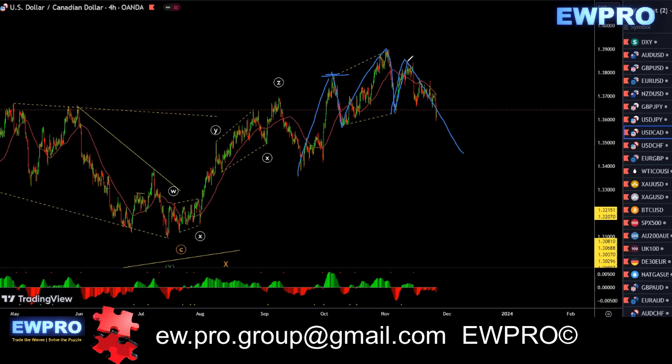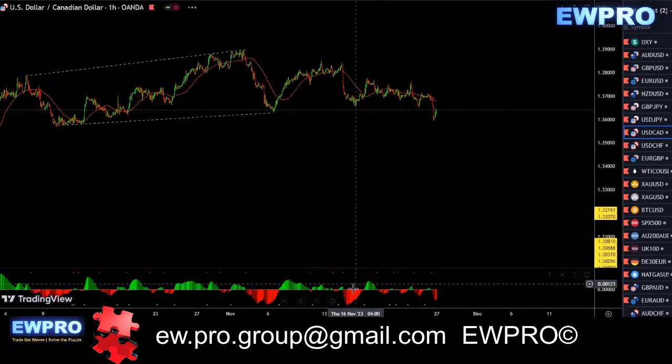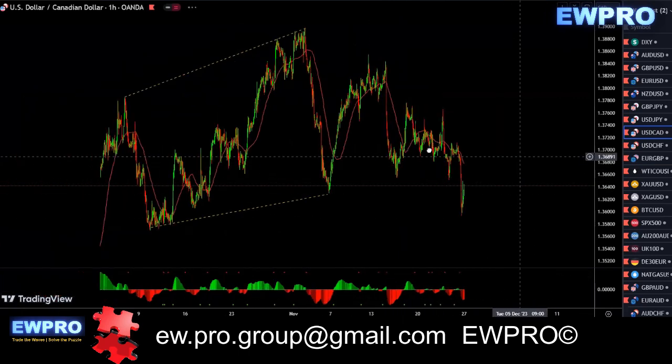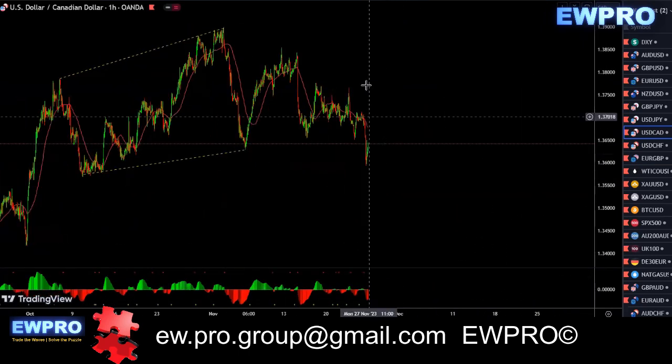So we're waiting for this in here as an A, B, C flat, and then we can start to load up on buys again. We're getting all this bullish divergence on the H4. I don't really believe this is over, but it may turn even more complex.